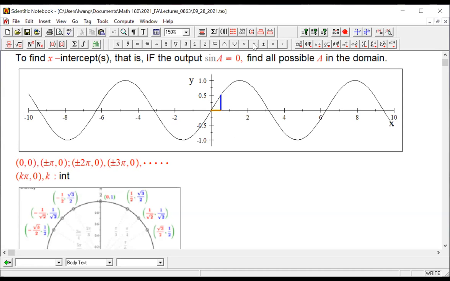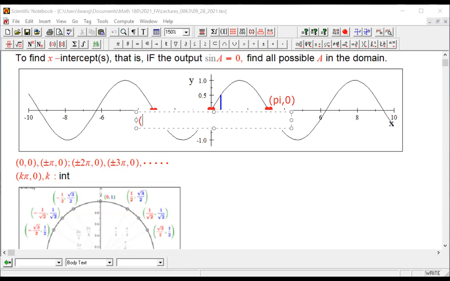Okay, so let's mark these points. So this point is what? That point is 0, 0, which is 0, comma 0. How about this other point? Pi, comma 0. How about this point? Negative pi, 0. Very good.